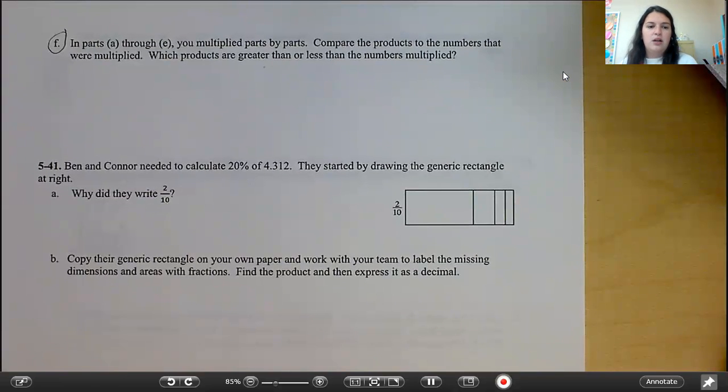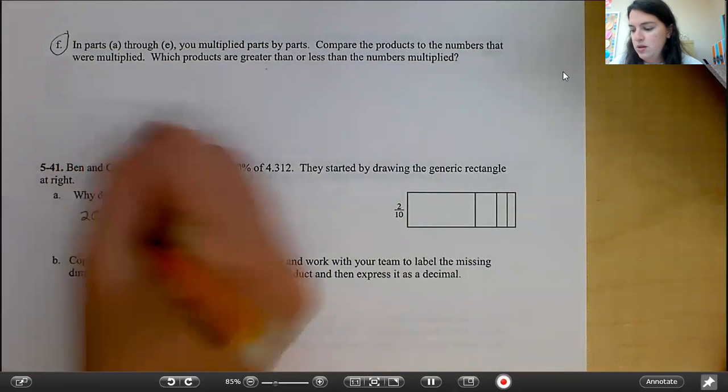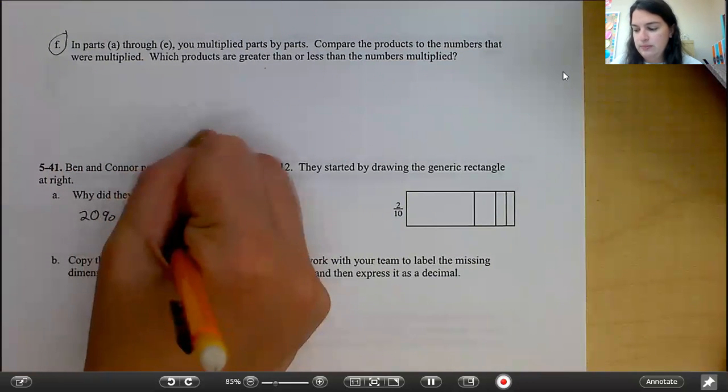541 says Ben and Connor needed to calculate 20% of 4 and 312 thousandths. They started by drawing the generic rectangle at right. Why did they write 2/10? So go ahead and pause your video and try and figure out why they wrote 2/10. Okay, 2/10 is 20% written as a fraction.